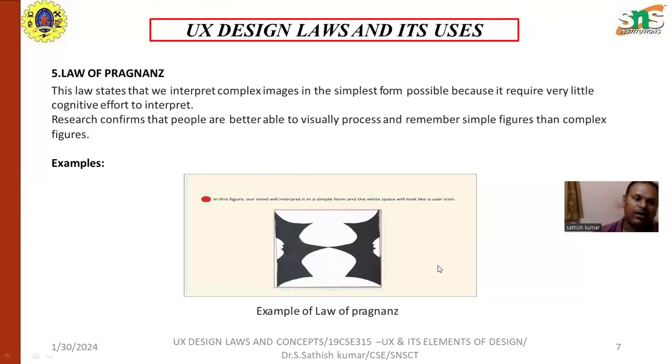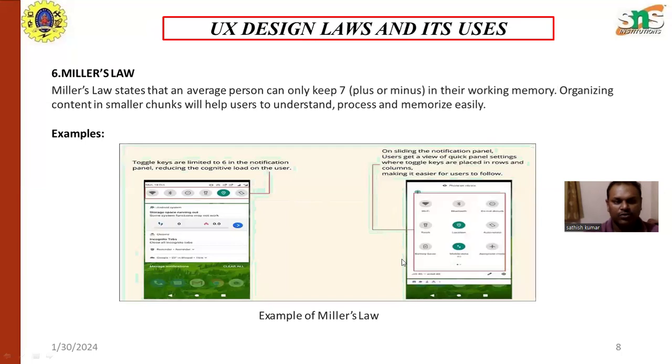Next, law of Prägnanz. This states that we interpret complex images in the simplest form possible because it requires very little cognitive effort from the interpreter. Research confirms that people are better able to visually process and remember simple figures than complex figures. In these figures, our mind interprets them in a simple form, and white space is seen in the user icon.